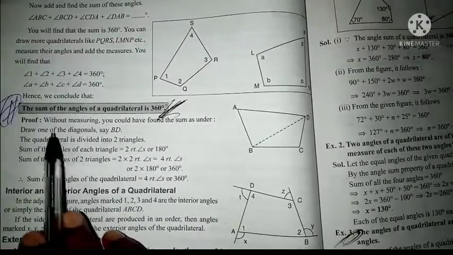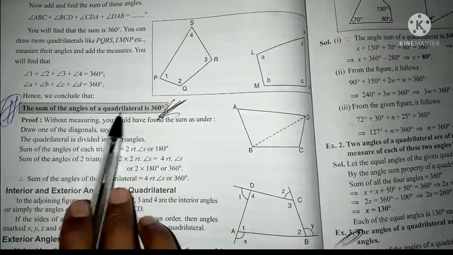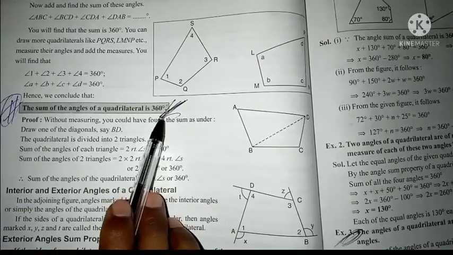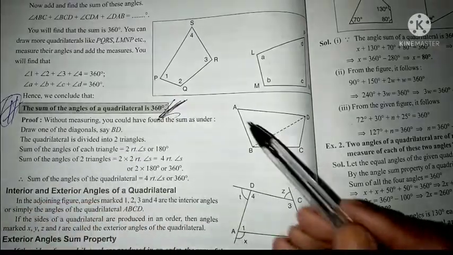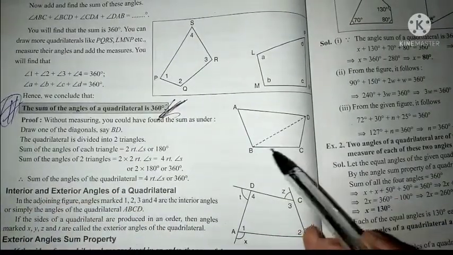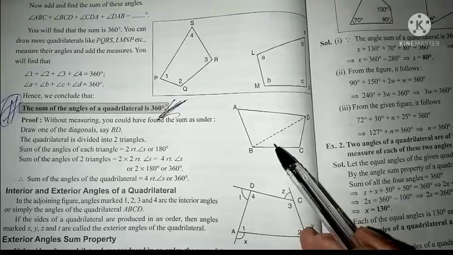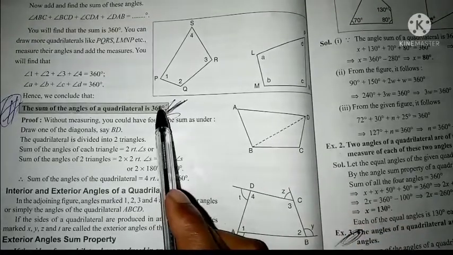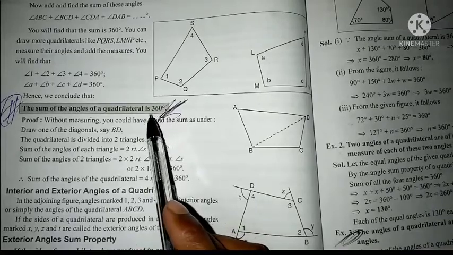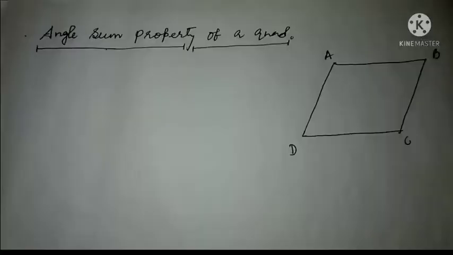So students, next we have that the sum of the angles of a quadrilateral is 360 degrees. That means we will prove it here. In a quadrilateral we have how many angles? 1, 2, 3 and 4. If I sum up the values of the angles of all these 4 together, it always makes 360 degrees. Now we'll see the proof.